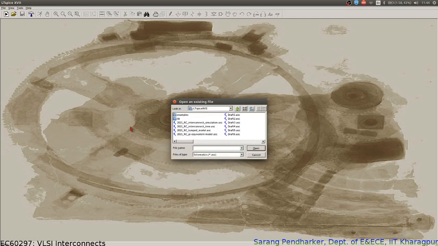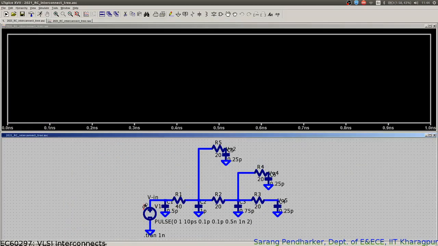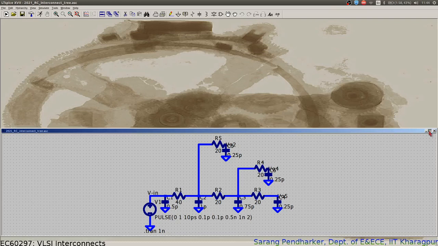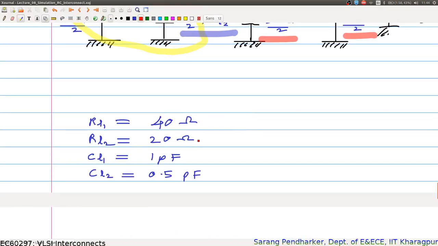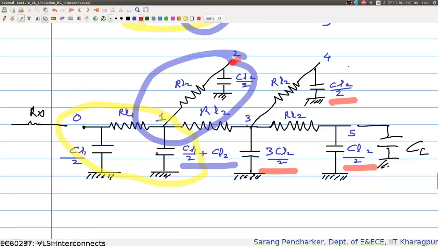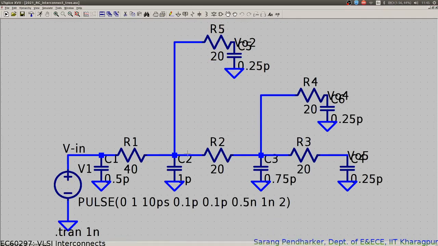What you should do is go ahead and test it on your own. So this is a circuit which is already created. So this is the input, this is the pi equivalent, the value you can compute here. So the value of this capacitance is CL1 by 2 plus CL2, that should be here, and similarly you can fill in the other values of resistors and capacitors as well.